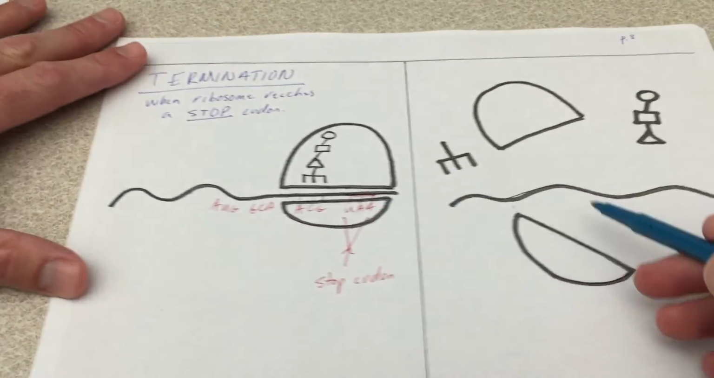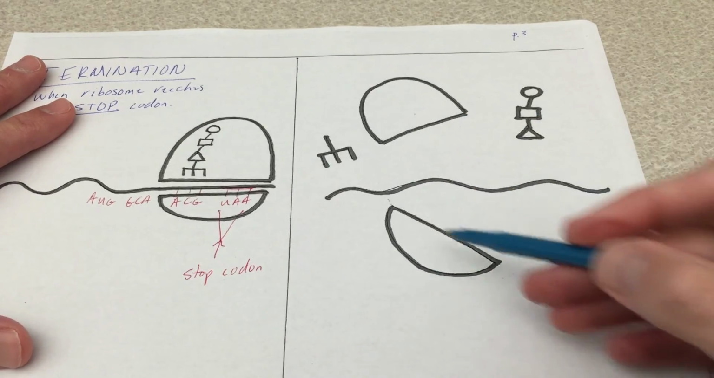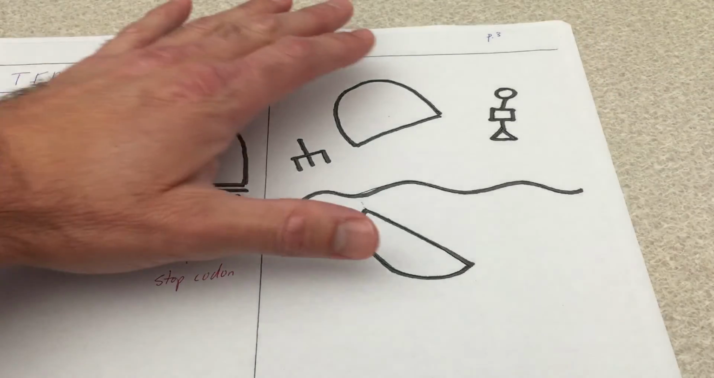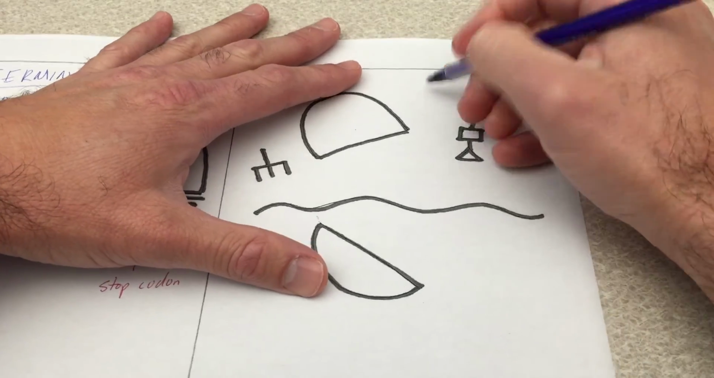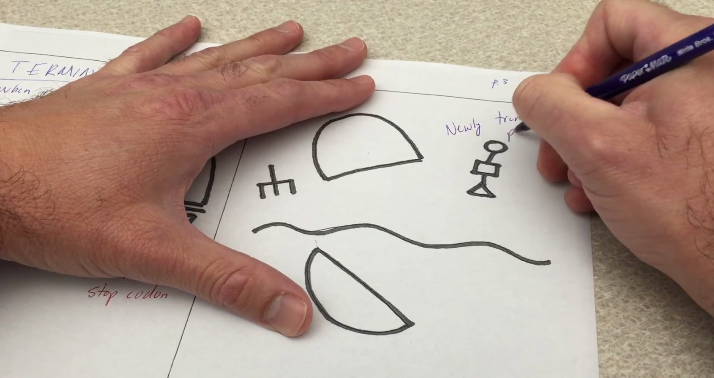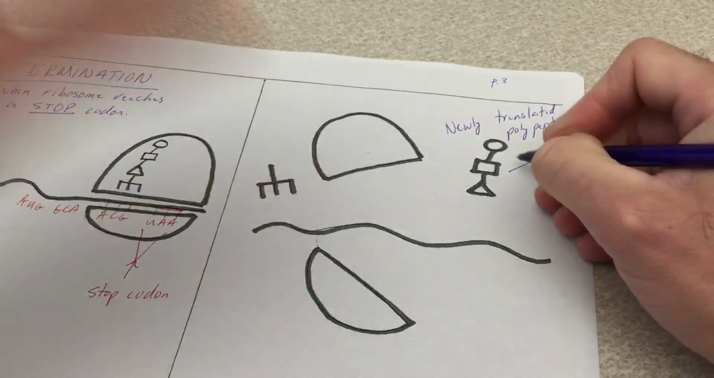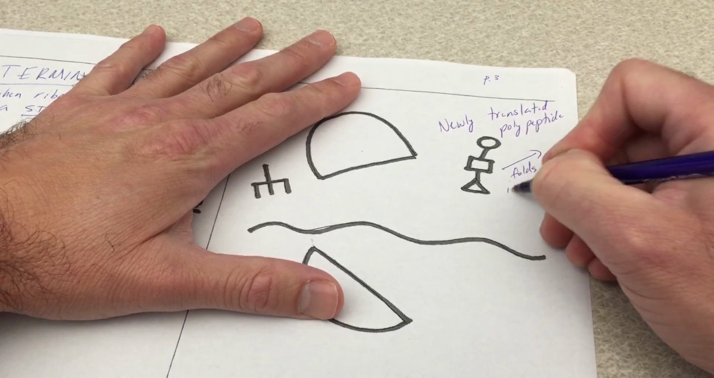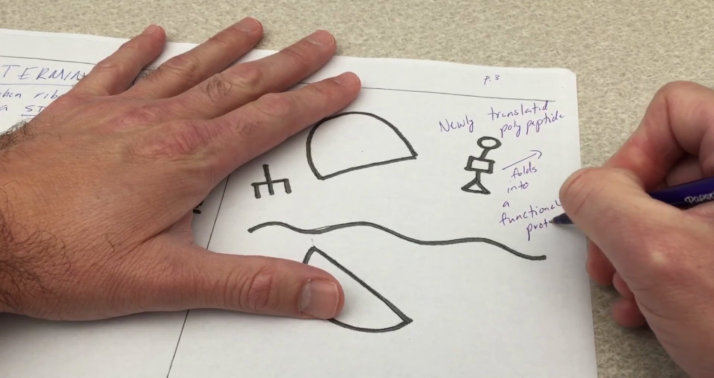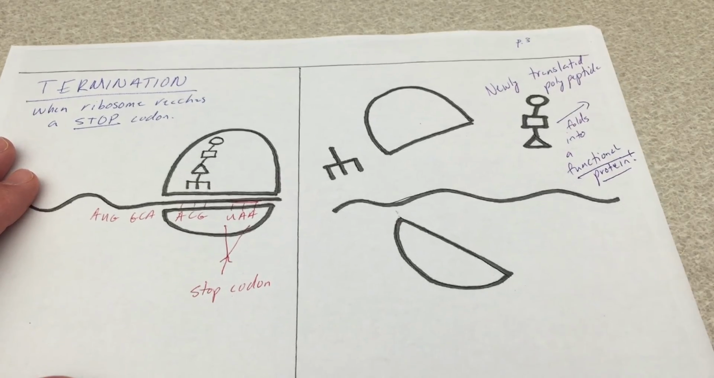Okay, now once it reaches the stop codon, the ribosome disassembles, the mRNA is free again, it can be translated again by another ribosome. The tRNA is released, and the polypeptide is released. So let's label this. This is a newly translated polypeptide. And it can go off, and it can fold into a functional protein.